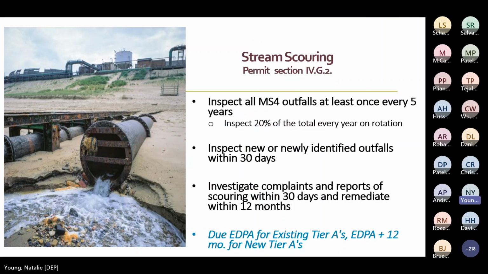Stream scouring inspection has been modified so that all MS4 outfalls are to be inspected at least once every 5 years. Municipalities must inspect 20% of the total annually on a rotation so that all outfalls have been inspected by the end of the 5-year permit cycle. Note that we broadened the scope of outfalls in the renewal to not just mean outfall pipes, so that will mean open conveyances as well. All new or newly identified outfalls, as well as complaints or reports of scouring, must be inspected within 30 days, and any reports of scouring need to be remediated within 12 months of discovery.